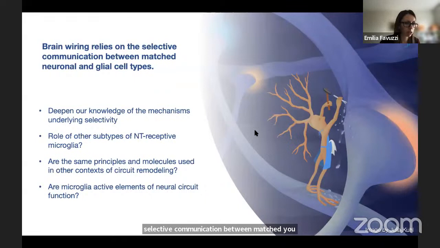And so some of the questions that I hope to answer in the future as I establish my own lab include really understanding the synapse-specific mechanisms that underlie this selectivity, but also trying to understand whether this is a general principle by looking at other subtypes of neurotransmitter receptive microglia. And this is all during development. I'm also interested in understanding how far does this go. Are the same principles and molecules also redeployed later in experience-dependent plasticity, learning, and regulating effective brain function?